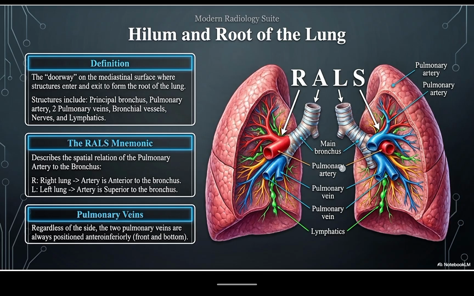So we have the right lung and the left lung, and in this right lung, the artery is anterior to the bronchus.